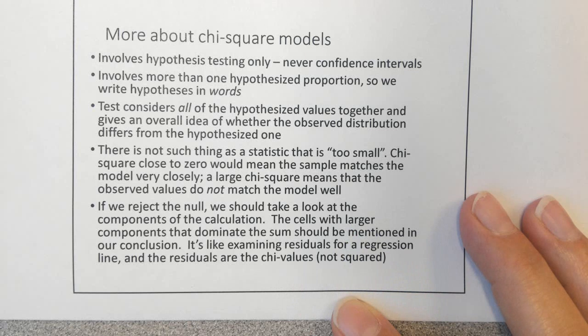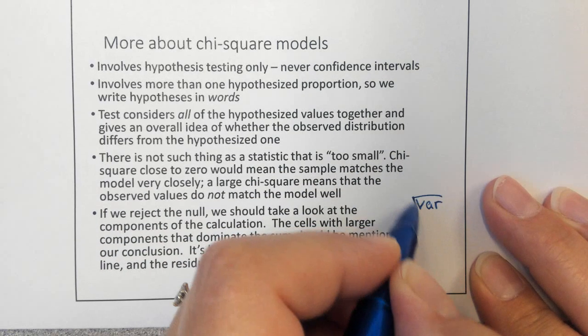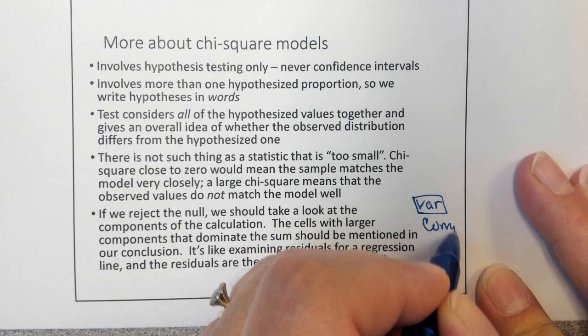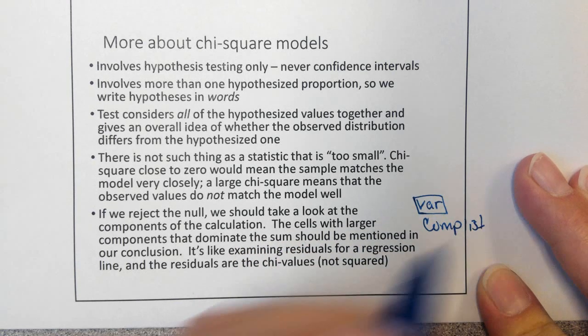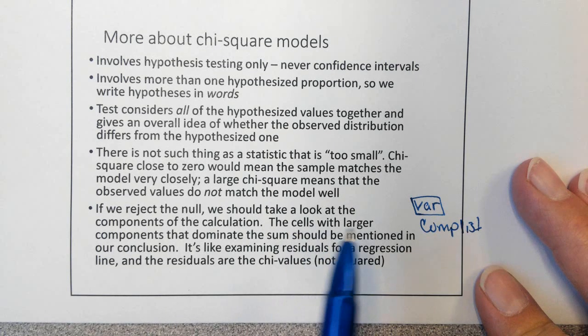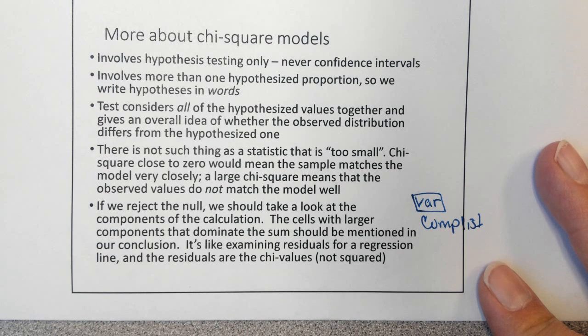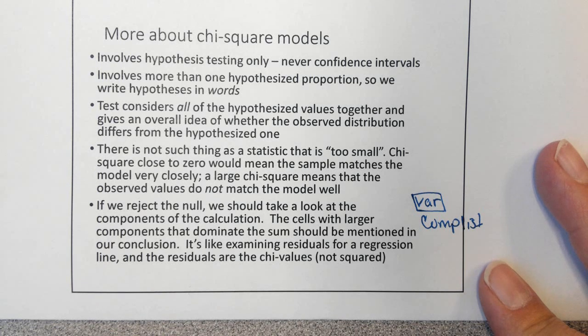And if we reject the null, we should take a look at the components of the calculation. So go to that variables key and look at your components list, and see which cells, which of those values are dominant, which are the large ones contributing most to your rejection. If we don't reject the null, there's nothing interesting going on, so there's no need to examine the components list because they should all be close to 0.